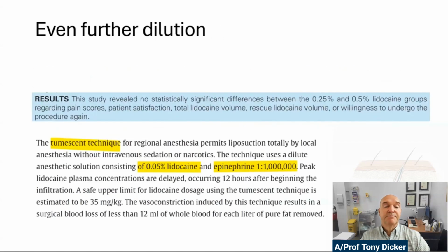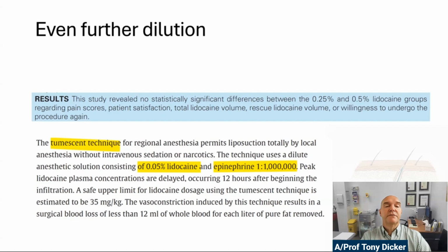Now, the nice thing was they found no statistical difference between the 0.25% and 0.5% lidocaine groups in terms of pain score, patient satisfaction, total volumes required for anaesthesia, how often they needed to use extra anaesthetic during the procedure, and even the patient's willingness to do the procedure again if required. These are the sorts of things they measured, relevant for whether these lower doses were effective or not.